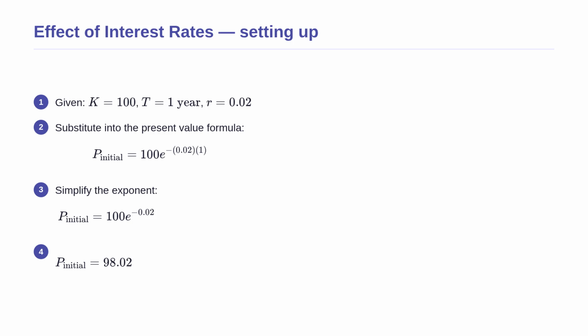Let us see this with a concrete example. A trader is evaluating a call option with a strike price of $100, expiring in exactly 1 year. The current interest rate is 2%. We substitute these values into our continuous discounting formula to set up our baseline scenario. Simplifying the exponent, we find the initial present value is 98.02. This means you only need to set aside $98.02 today to pay the $100 strike price next year.